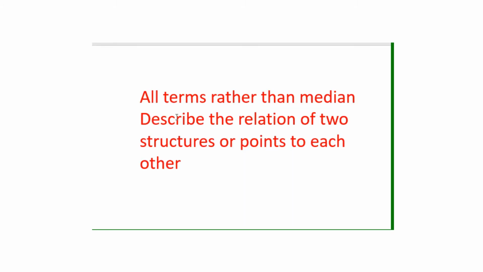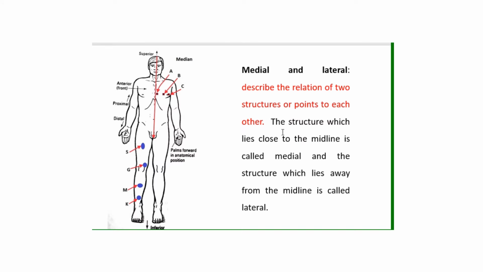All terms other than median, as we previously said, are used to describe relations of bodies, points, or otherwise to each other. Firstly, we will describe the terms medial and lateral. Medial and lateral are terms used to describe the relation of two points or two structures with each other.